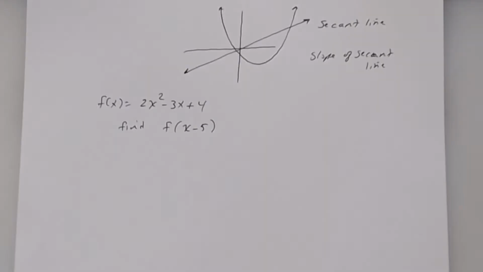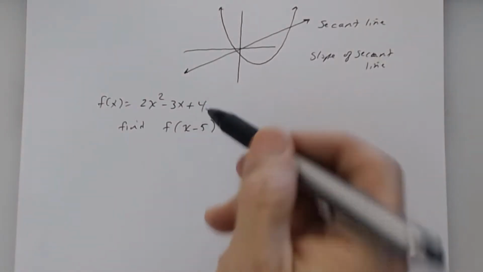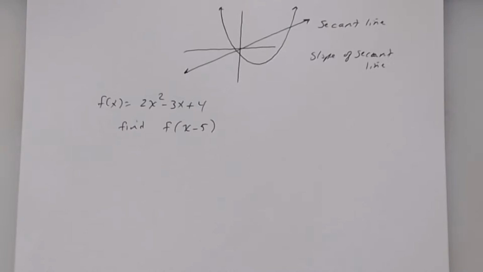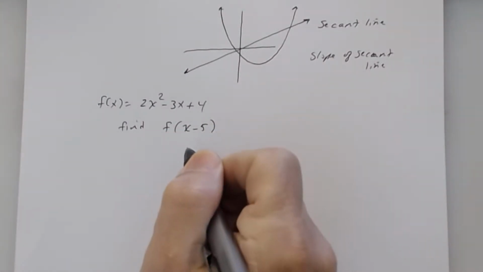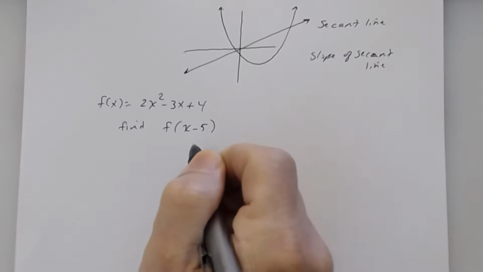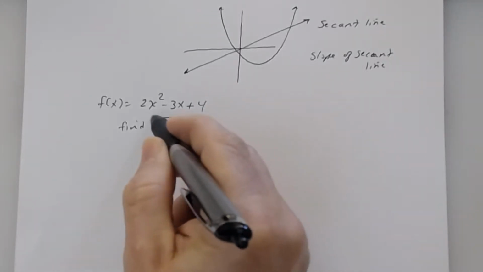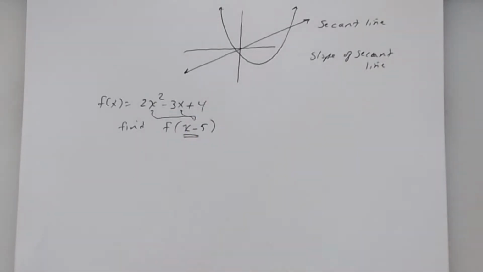Do you remember how to do that? How do you find f of x minus 5 if your function is given by f of x? Where we see the variable x in your function, I'm going to replace it with what expression? X minus 5. So where we see the variable x, you're going to replace it with x minus 5. And you're going to use that same idea when we talk about the difference quotient.